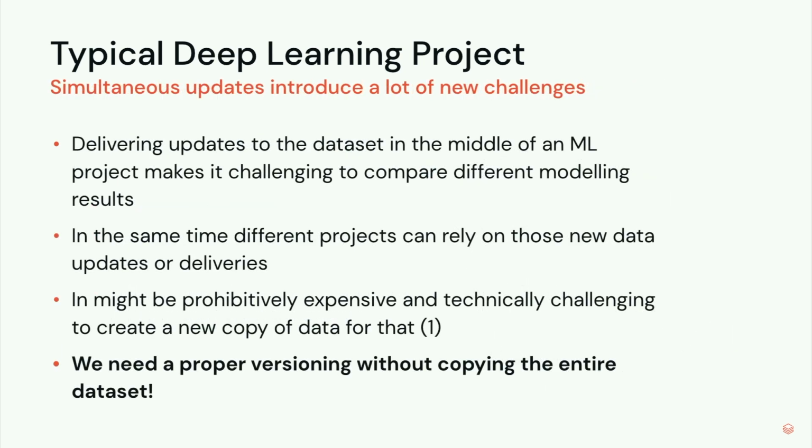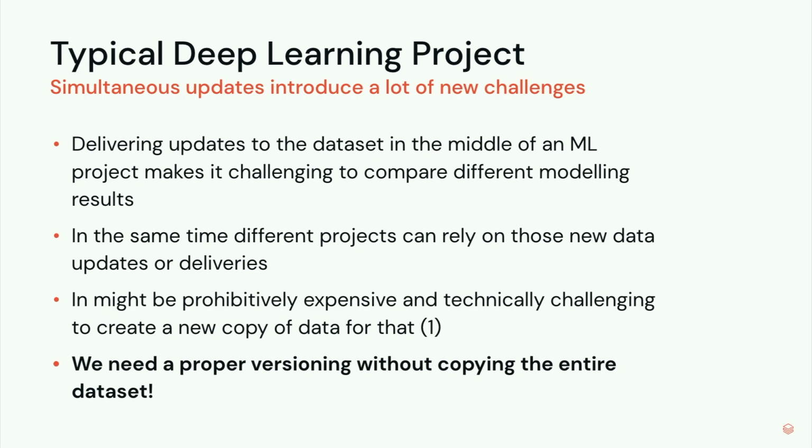So let's look deeper into that. The biggest problem is that if we are having data deliveries during, let's say, our sprint, we can hardly compare our models, right? We can come up with different model architectures. And usually we would like to compare those architectures to understand which one is better. But if our data changes in the meantime, we cannot actually use those metrics for comparison.